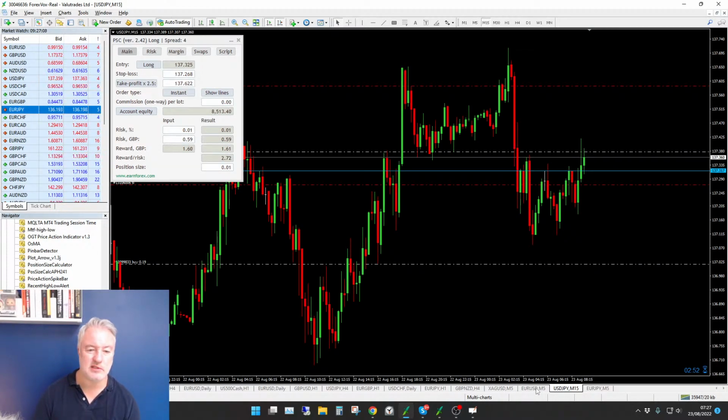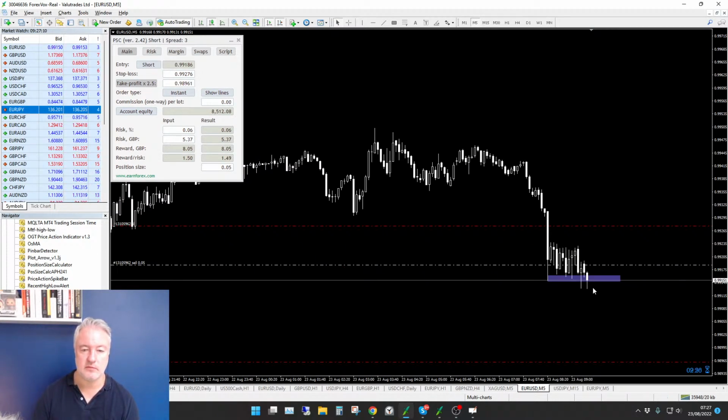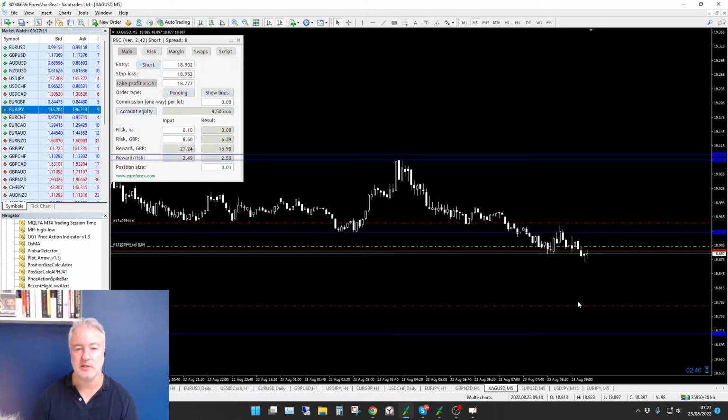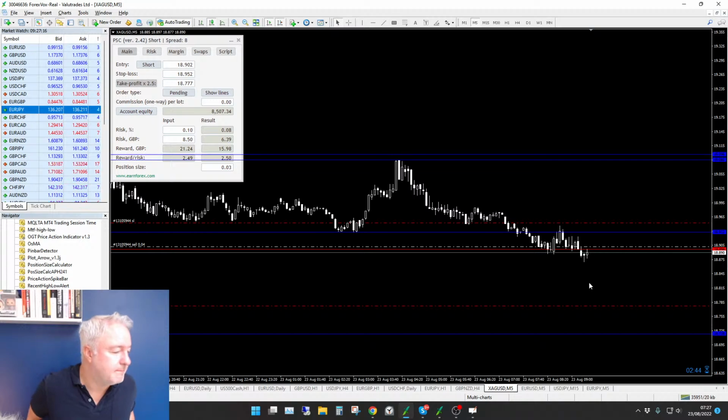Dollar yen, I still think is going to be okay. Euro dollar is trying. I think it'll be okay. And silver, I still think is going to be okay. So far.